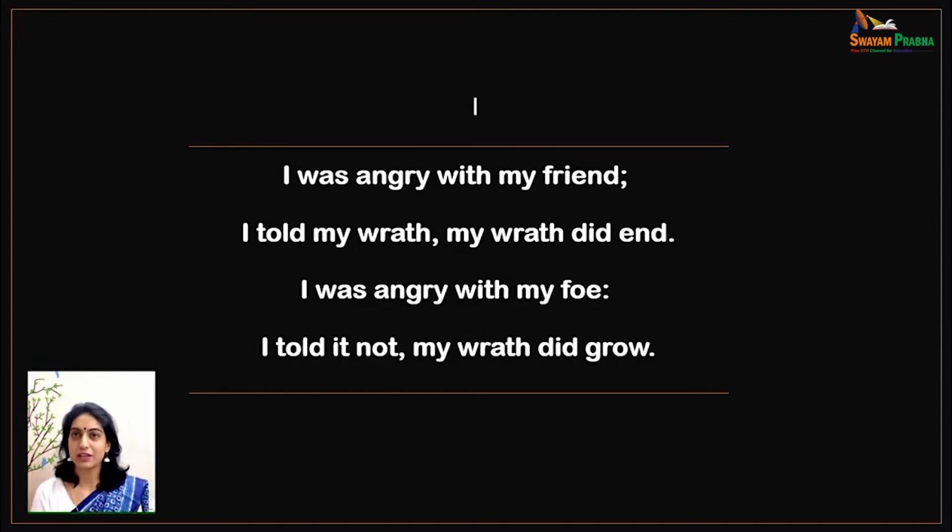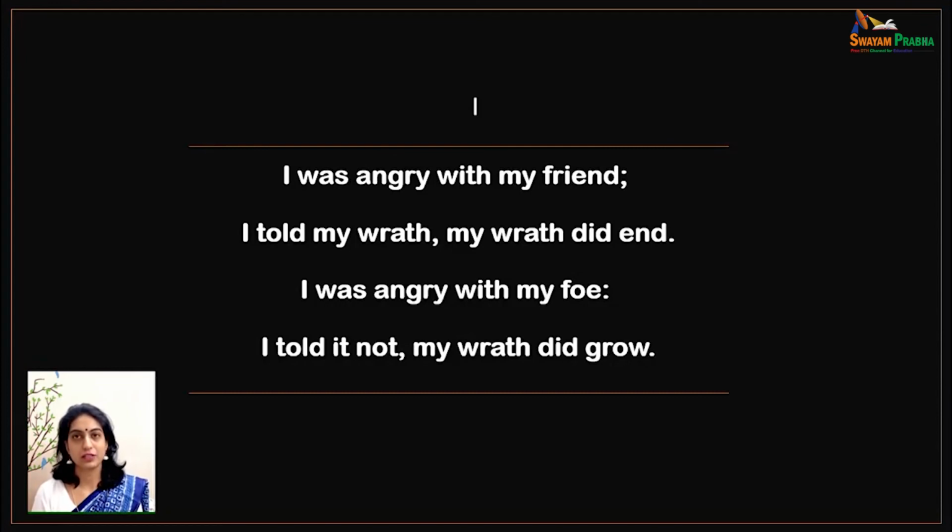So here the speaker narrates an incident when he was angry with his friend. He told his wrath, so wrath is anger. So he talked about his anger to his friend, and his rage vanished thereafter. But thereafter he got angry with his foe, which means an enemy. So when he got angry with his enemy, he did not tell about it to him. And as a consequence, his anger grew even more. So here the feeling of vengeance comes into being.